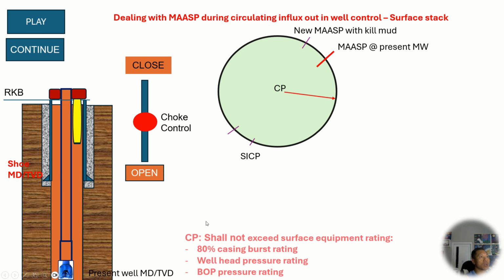One more very important note about casing pressure is that you shall not exceed 80% of the burst rating of the casing in the well. And for sure, you don't want it to exceed the rating of your wellhead or your BOP rating.